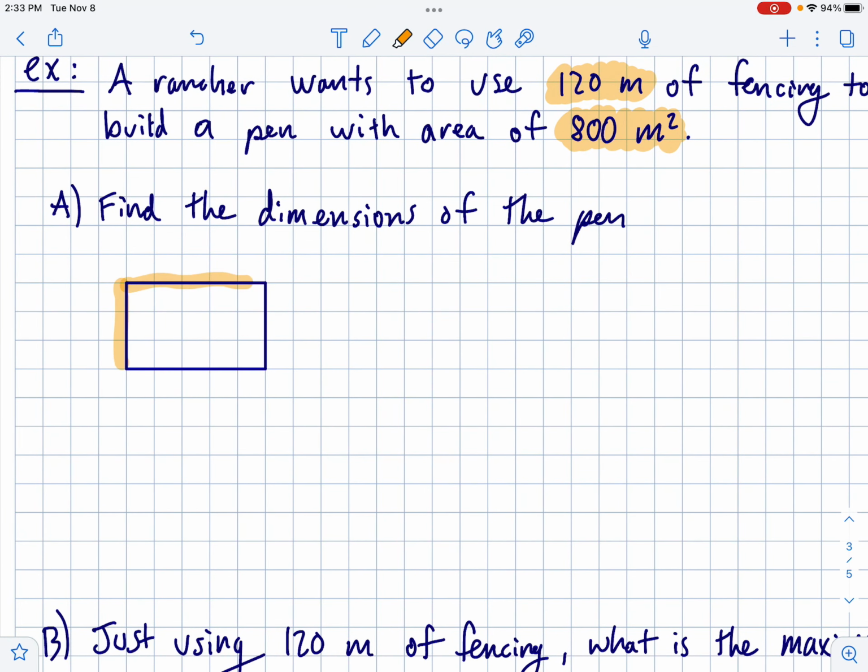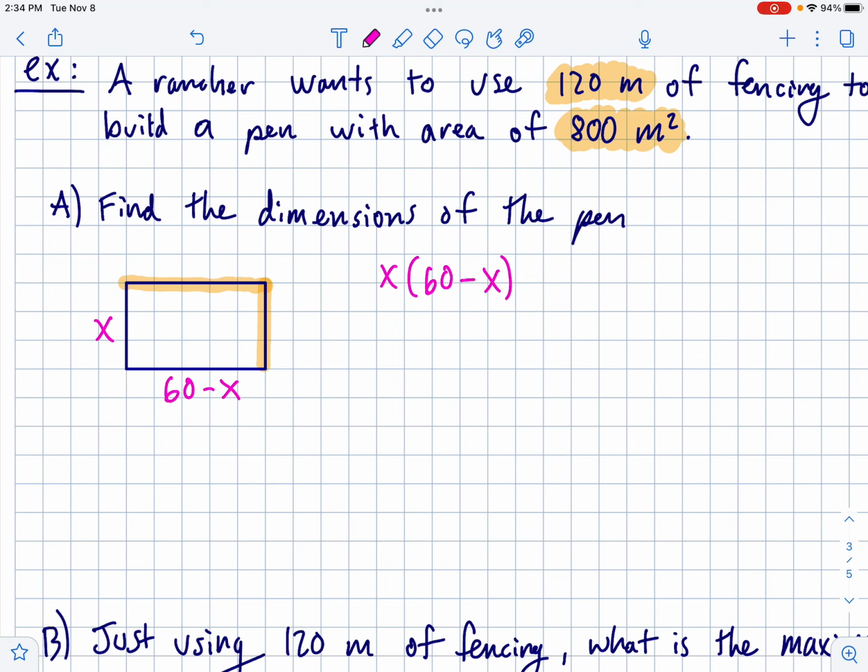If we think about the dimensions of the pen, we have to use 120 for all 4 sides. Because this side is the same as this side and this side is the same as this one, just 2 of the sides are going to evenly split the 120. So each 2 sides are going to add up to 60. If we say this side is x, then the leftover is going to be 60 take away x. So these are the length and width of the pen: x and 60 minus x.